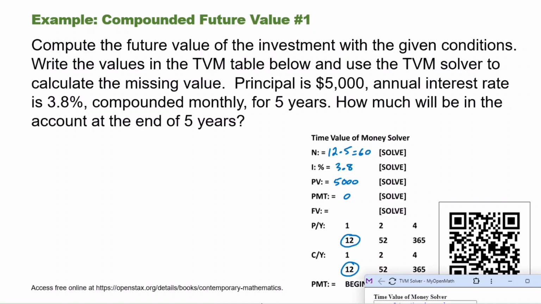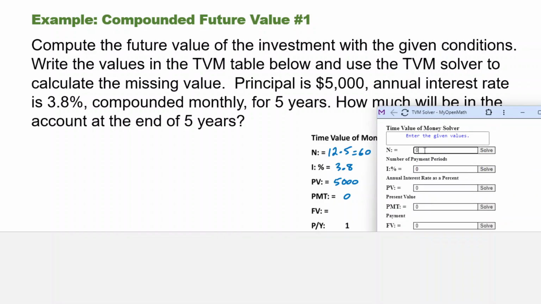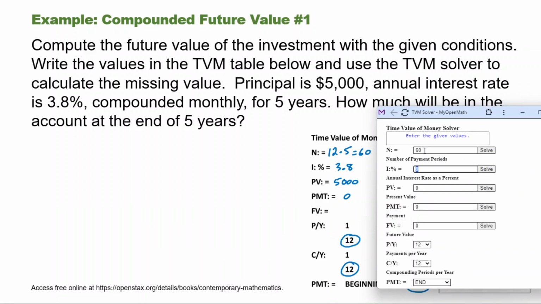So now let me pull up my TVM solver and input those values. N equals 60, I equals 3.8, present value equals 5,000, payment equals 0, future value, I'll leave blank. P/Y, payments per year, and C/Y, compounding periods per year, will both be 12. And we'll leave this at end. And then finally, we will click solve on the blank labeled future value.